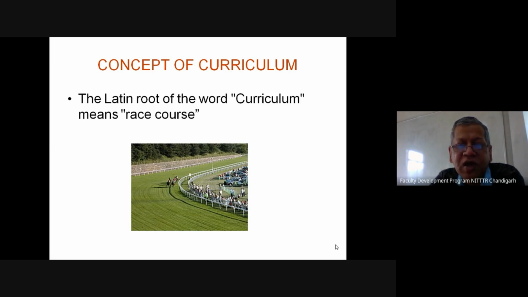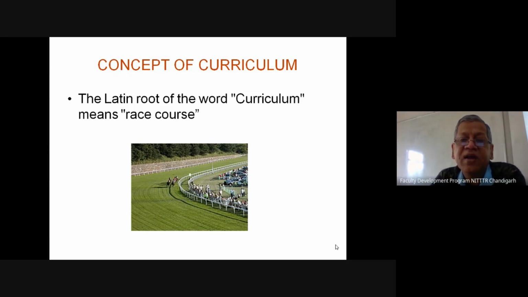Any participant who would like to tell how many credits you are required to achieve at degree level? 180 credits. 180 credits. So you need to achieve, as per AICTE guideline, 180 credits if you really want to get a degree. So that is the finishing line, that if you achieve this much credit, you will be awarded a degree or you will be awarded a diploma.